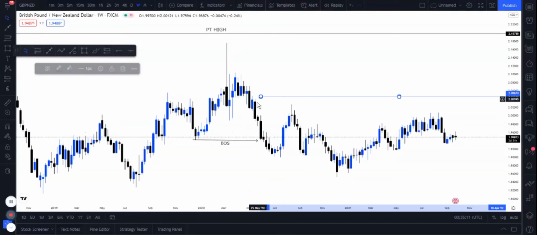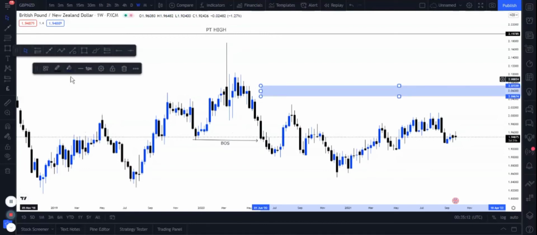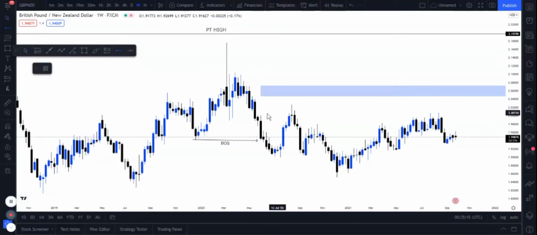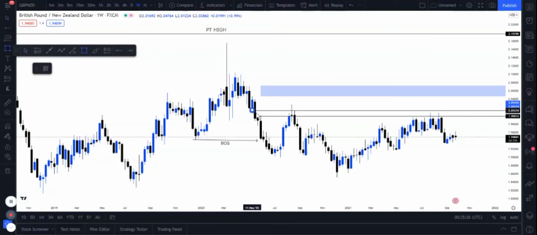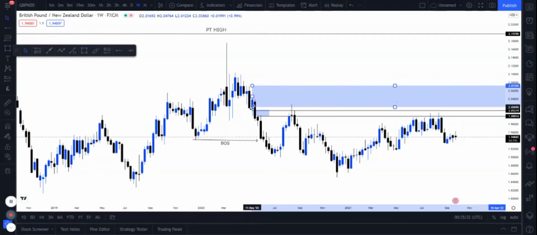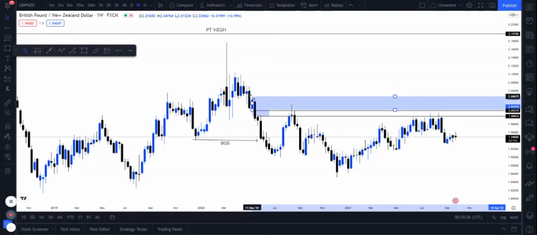Let me get rid of this real quick and use this. So this and this. The space in between them is actually imbalance and it needs to be filled. And above the imbalance, we've got the supply zones.